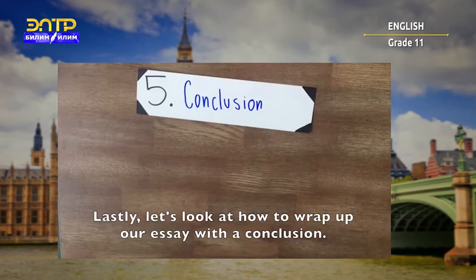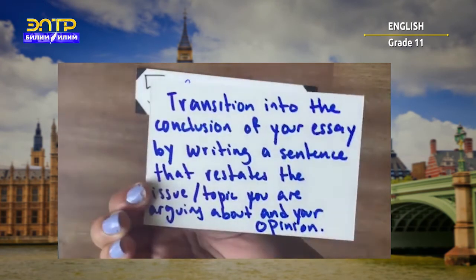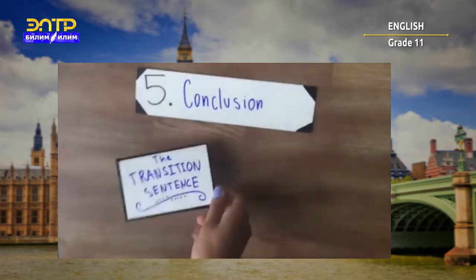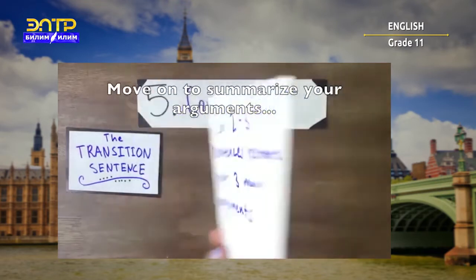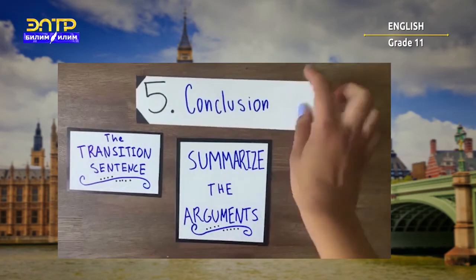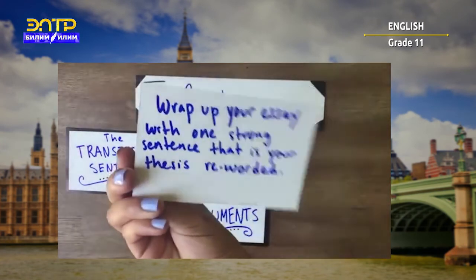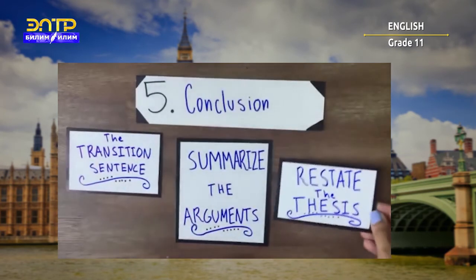Lastly, let's look at how to wrap up our essay with a conclusion. Transition to the conclusion of your essay by writing a sentence that restates the issue or topic that you're writing about and your opinion. Move on to summarize your arguments in 2 to 3 sentences that restate your 3 main arguments. Finally, restate your thesis. Here you wrap up your essay with a strong sentence that is your thesis reworded.